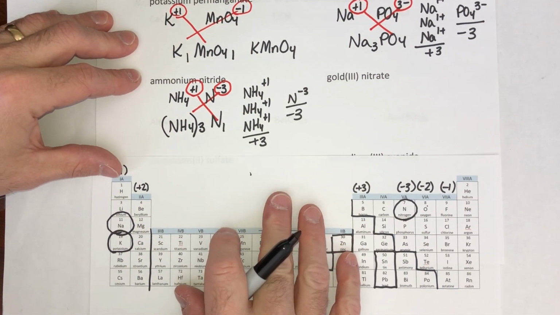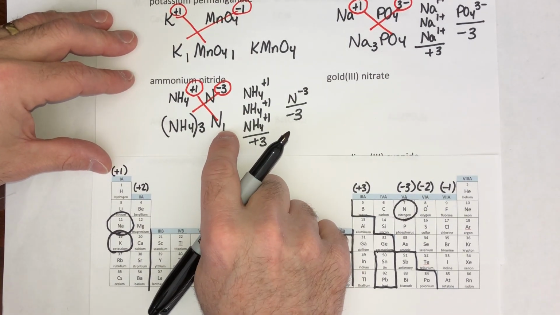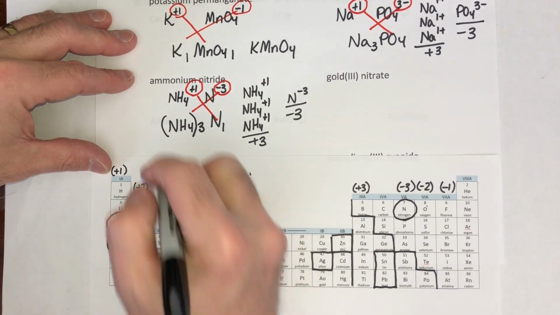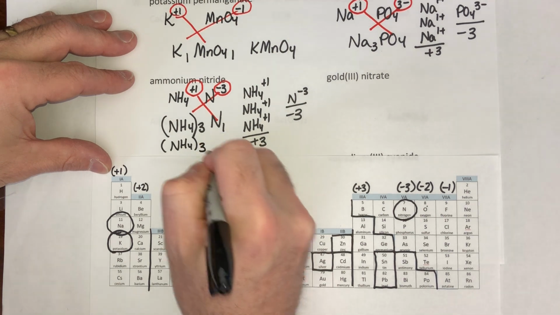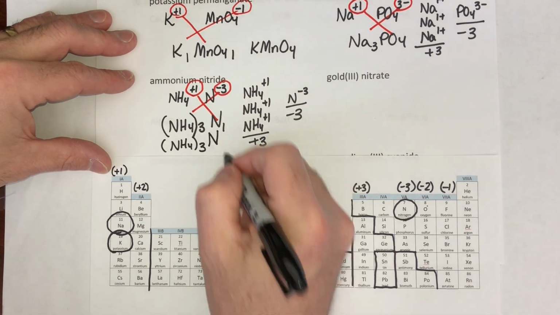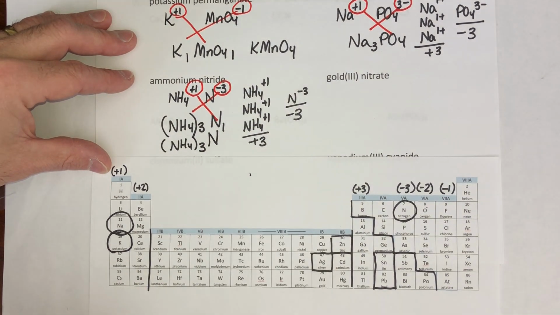Now for this one, I really should write it again because I don't want to write that 1 there. We don't like putting in our 1s. So this would be (NH4)3N. You've got 3 of them, and you've got 1 nitrogen. The 1 is implied.